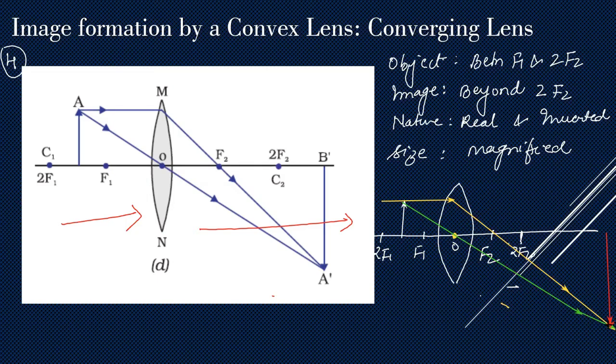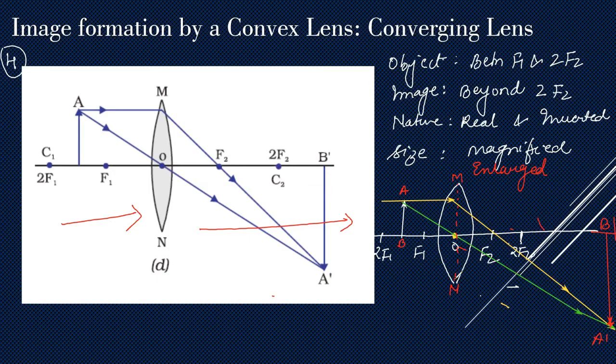Understood? How is the image? The image is enlarged, that is magnified. You can also write over here enlarged, magnified. Always give the object a name. If this is AB, the image will be A dash, B dash. Give a name to your lens as well, MN, this being the aperture.